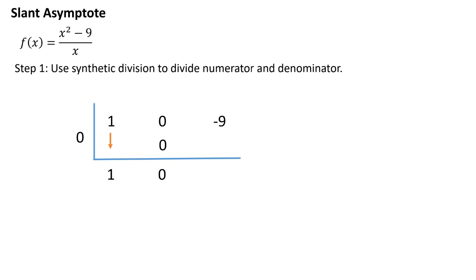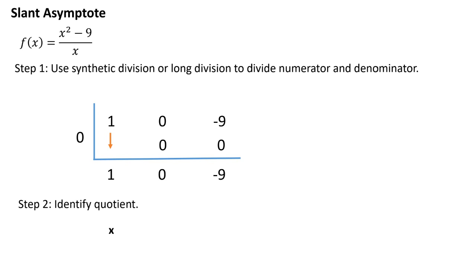So when we do this, we bring down the 1. 1 times 0 is 0. 0 plus 0 is 0. And 0 times negative 9 plus 0 is negative 9. So we identify the quotient as x and negative 9. So on this particular one, our slant asymptote is y equals x.